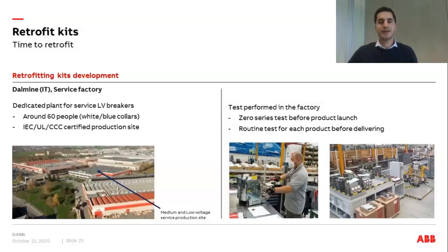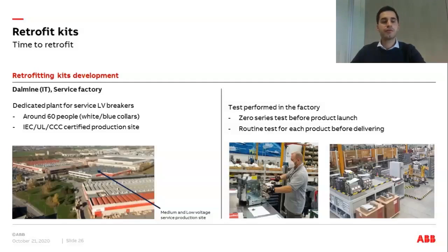After the design and the testing phase, there is the engineering phase, and this comes in our service factory in Dalmine. Our factory is in North Italy. The Dalmine plant is a big plant of ABB. It is the house of medium voltage apparatus and switchgear. And inside this plant, there is a production side dedicated to medium and low voltage service.